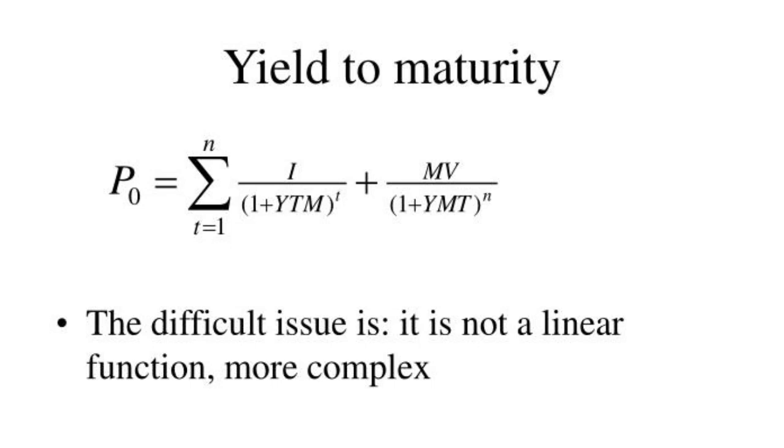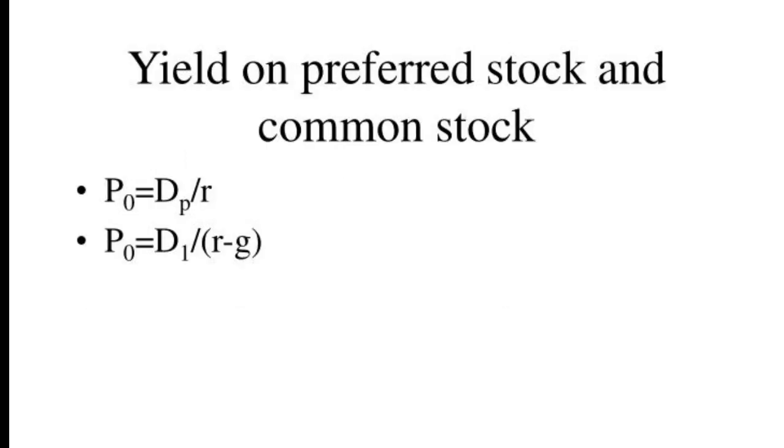P0 is equal to the summation of interest divided by (1 plus YTM) power t, plus MB divided by (1 plus YTM) power n. The difficult issue is that it is not a linear function, so it is more complex. Yield on preferred stock and common stock. P0 is equal to DP divided by r. P0 is equal to D1 divided by (r minus g).